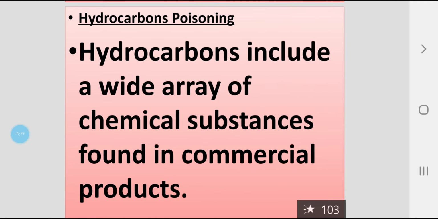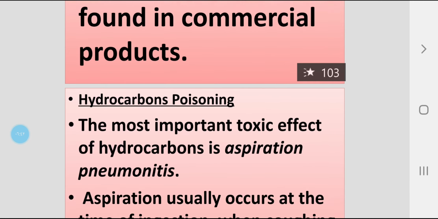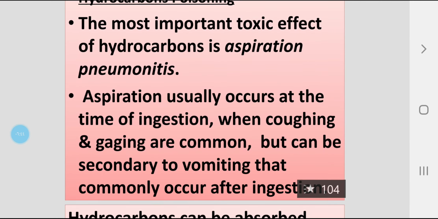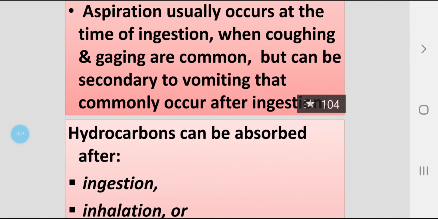Now we'll talk about hydrocarbon poisoning. Hydrocarbons include a wide variety of chemical substances found in commercial products. The most important toxic effect of hydrocarbons is aspiration pneumonitis. Aspiration usually occurs at the time of ingestion, when coughing and gagging are common, but can be secondary to vomiting that commonly occurs after ingestion.